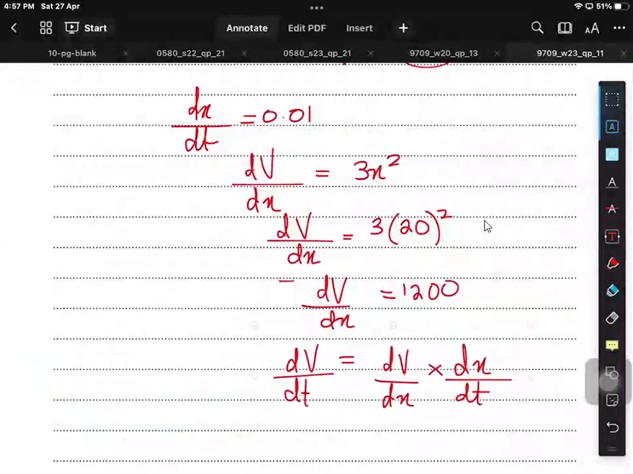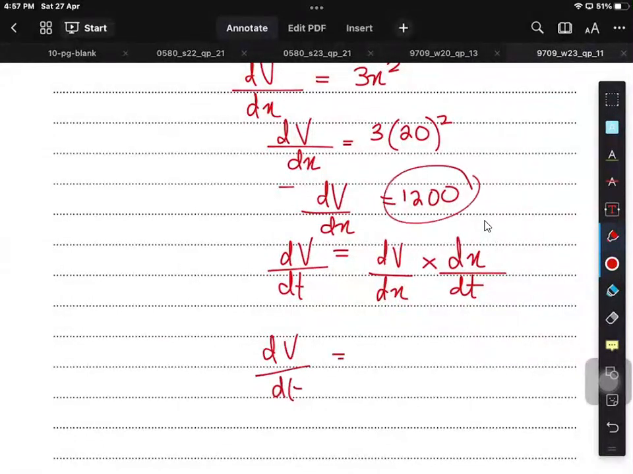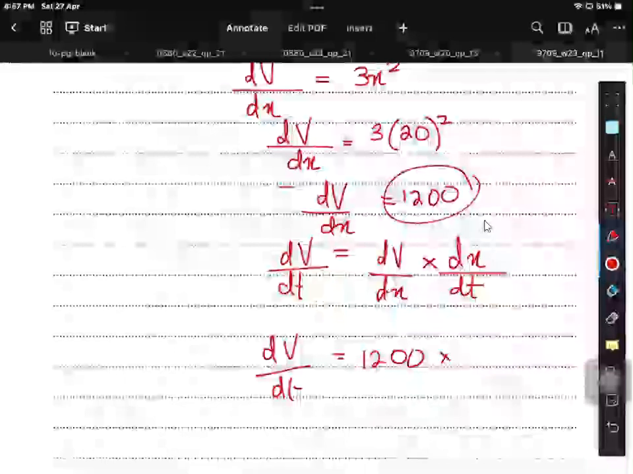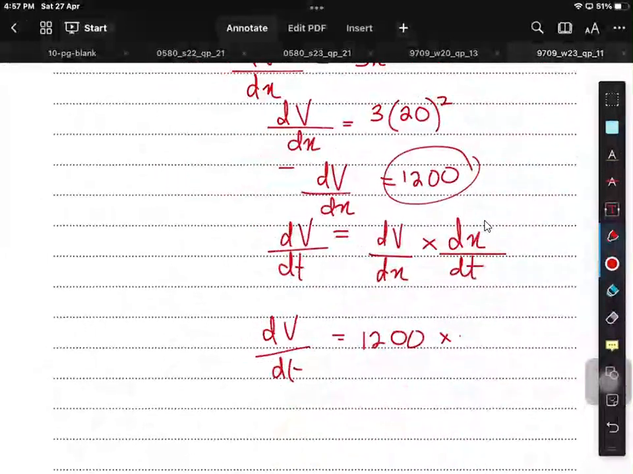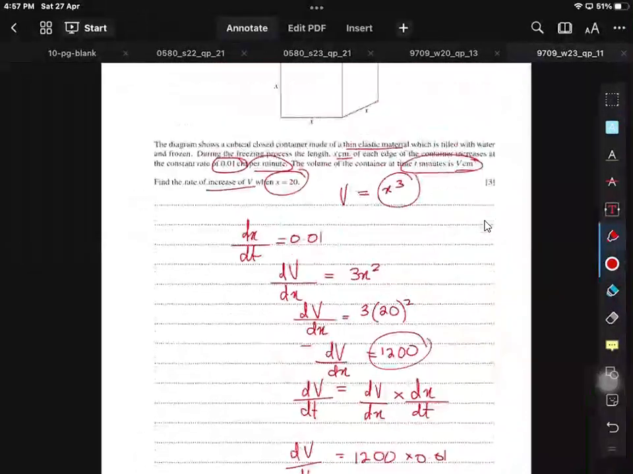Okay, so for finding this dV over dt, we know that dV over dx, which we just found, is 1200, and we already know dx over dt, which is 0.01. So 0.01 times 1200 would give me 12. So dV over dt would be 12 cubic centimeters per minute.